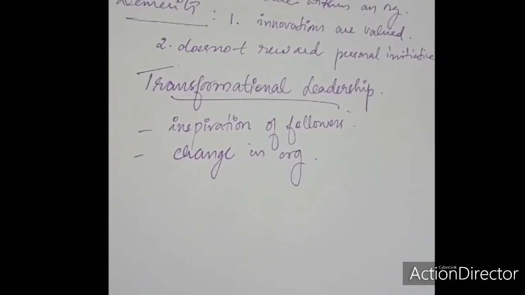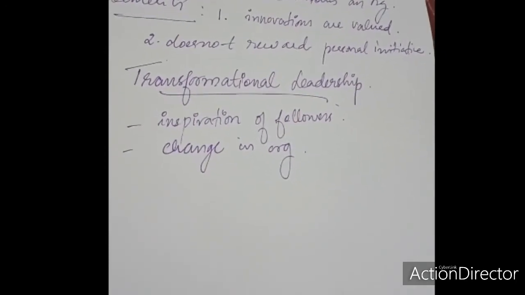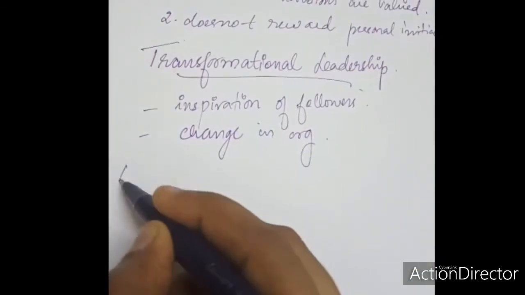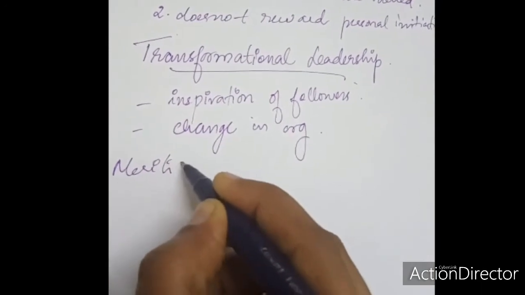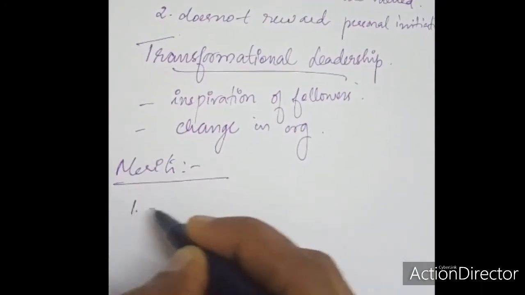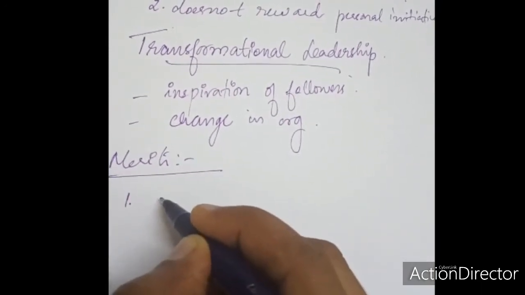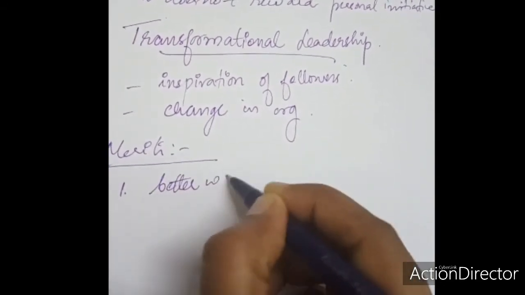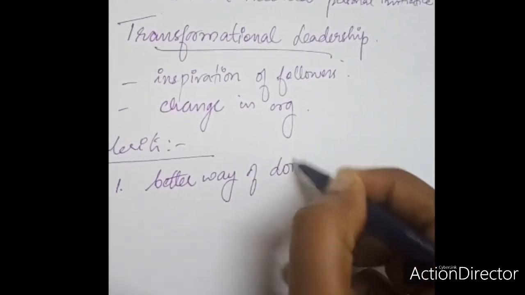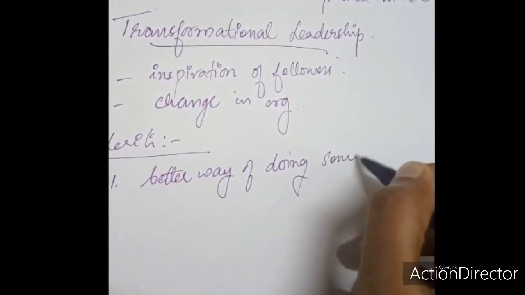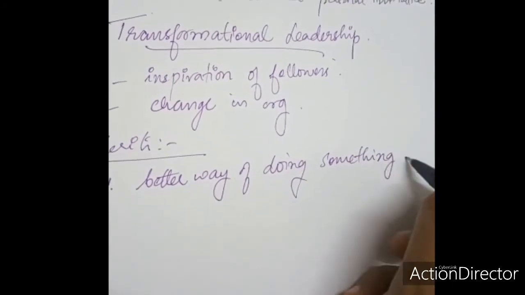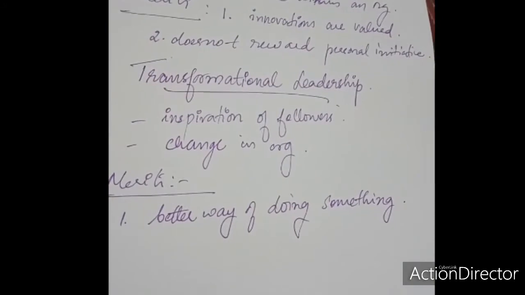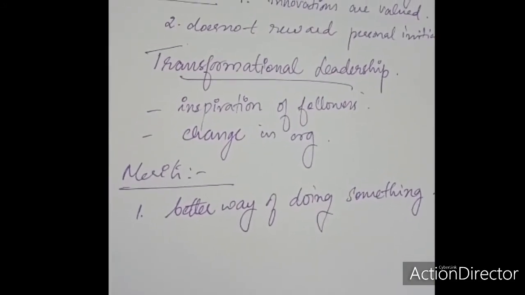So when you go for the merits in transformational leadership, it finds a better way of doing something, right? Better way of doing something. So there is not just one way of doing one particular thing, right? There will be n number of ways we can adopt for doing a particular thing. So in transformational leadership, they go for the best way.